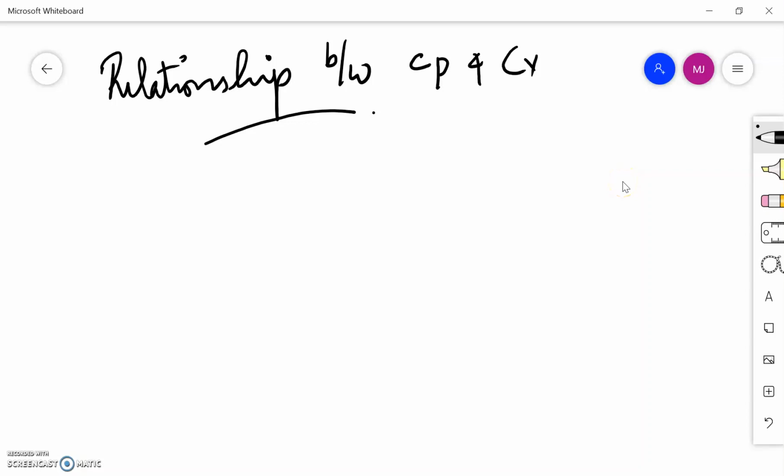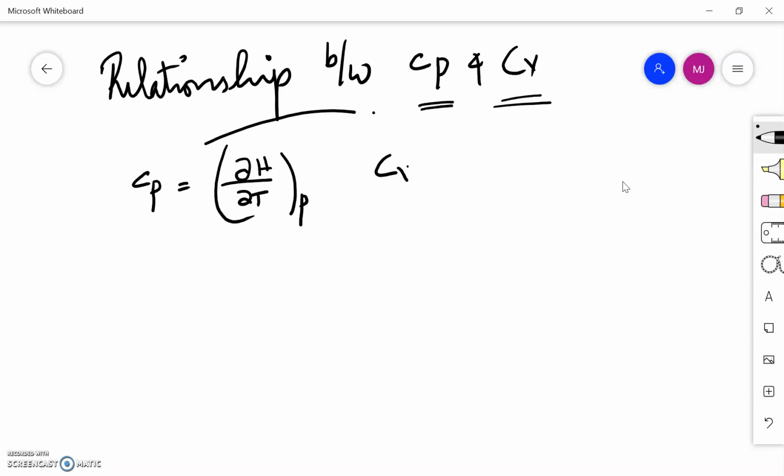Morning students, today we will be learning the relationship between heat capacity at constant pressure, that is Cp, and heat capacity at constant volume, that is Cv. In the last class, we found the expression for Cp as ∂H/∂T at constant pressure, and that for Cv as ∂U/∂T at constant volume.